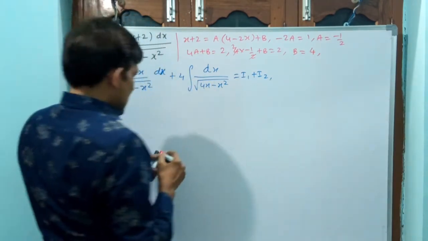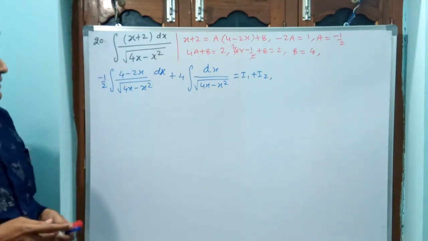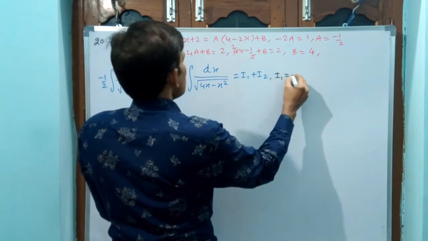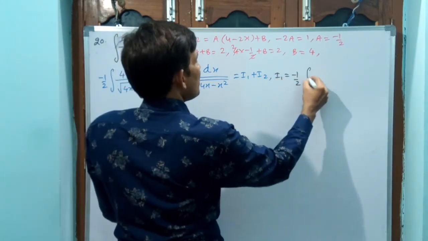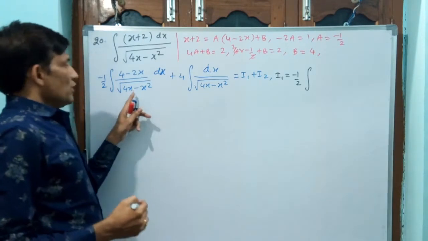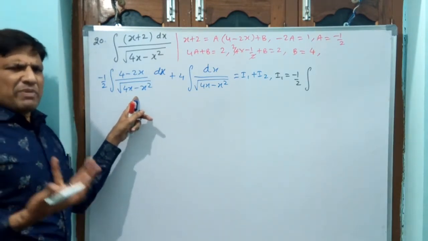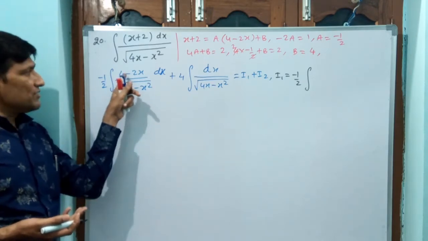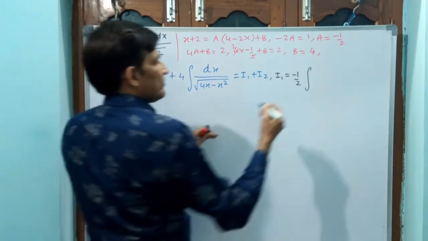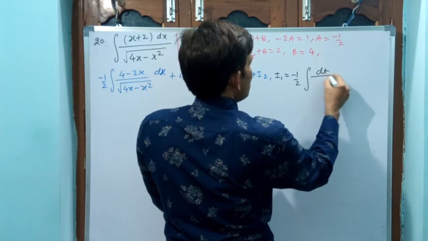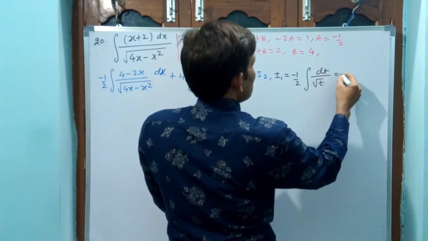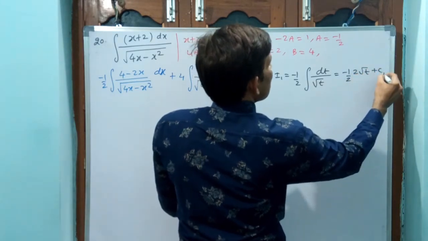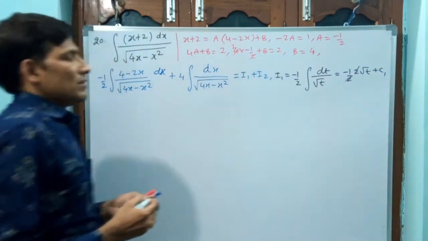Now you see, I am taking first I1. I1 will come easily. You see what I am writing. I1 is equal to minus 1 by 2 integral, if you take this as t, direct step I am writing, because we did not do that much slowly. If you take this as t, this is dt. dt by root t. That is equal to minus 1 by 2 into 2 root t plus c1. Okay?